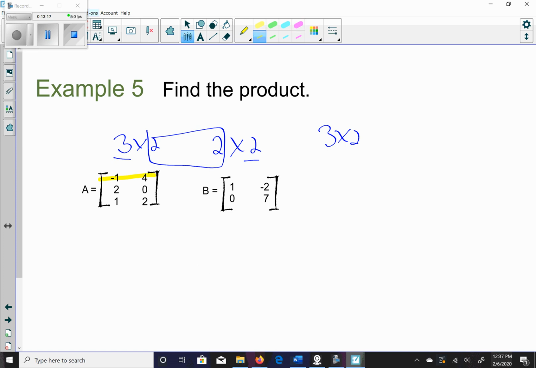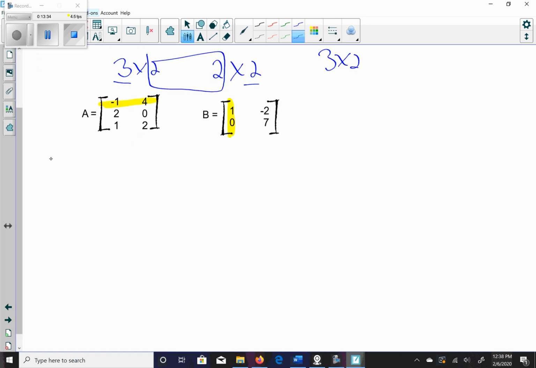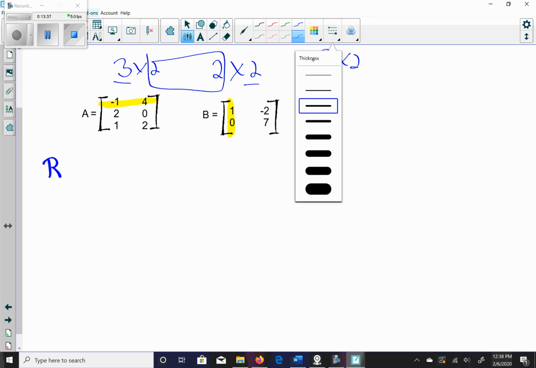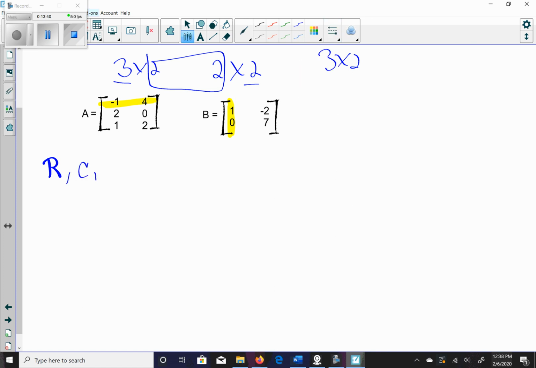So I'm going to take row 1 and column 1. So I'm going to start with that. And so when you do, you have to do row 1 times column 1, row 1 times column 2, and so on and so forth. And that's why those dimensions have to match the way they do. So I like to write myself a note that I'm doing row 1 times column 1. So I'm going to take negative 1 times a positive 1. So that's row 1, column 1, plus 4 times 0. And when I do all that, I get negative 1. And that's my answer that's going to go in row 1, column 1.